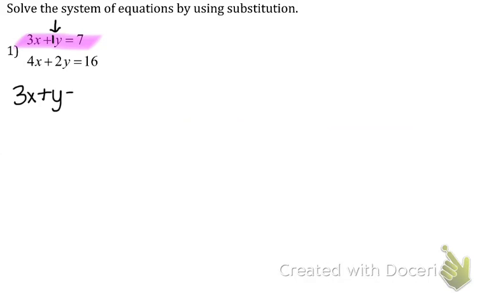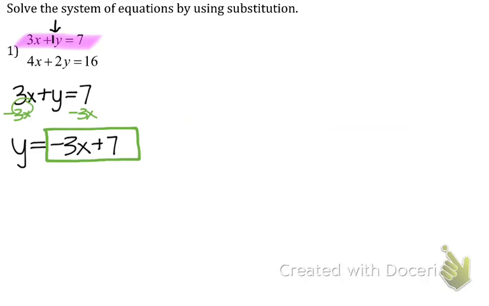So I'm going to take my first equation and rewrite it. I can subtract 3x from the left side and the right side, so I am left with y is equal to negative 3x plus 7. Now that y is isolated, I can see that the left side, y, is equal to the right side, which is negative 3x plus 7.